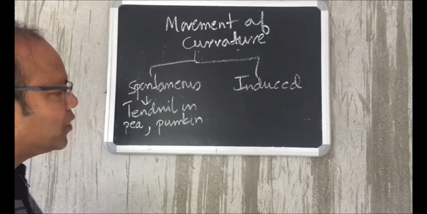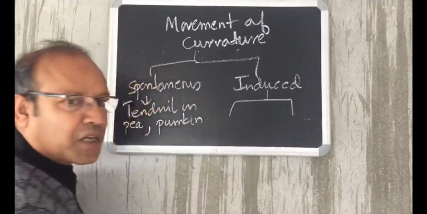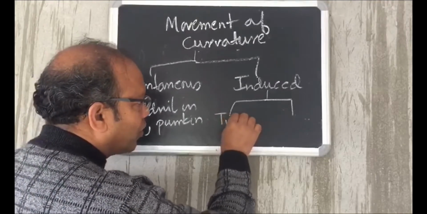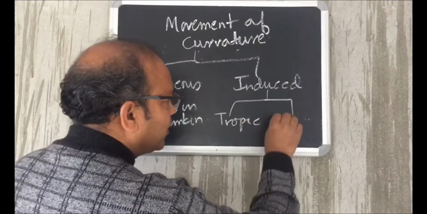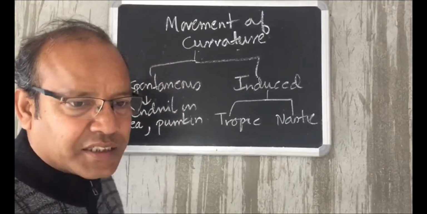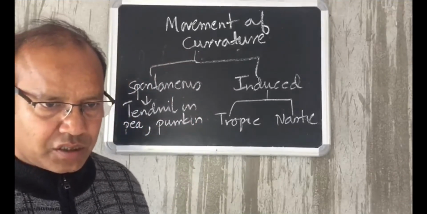अब इन्ड्युस्ड मुभमेन्ट जुन चाहिँ छ, यो मुभमेन्ट अफ कर्वेचर जुन चाहिँ छ, यो फेरि दुई प्रकारको छ. देयर आर टू टाइप्स, ट्रोपिक अनि न्यास्टिक. These are two different types of induced movement of curvature.